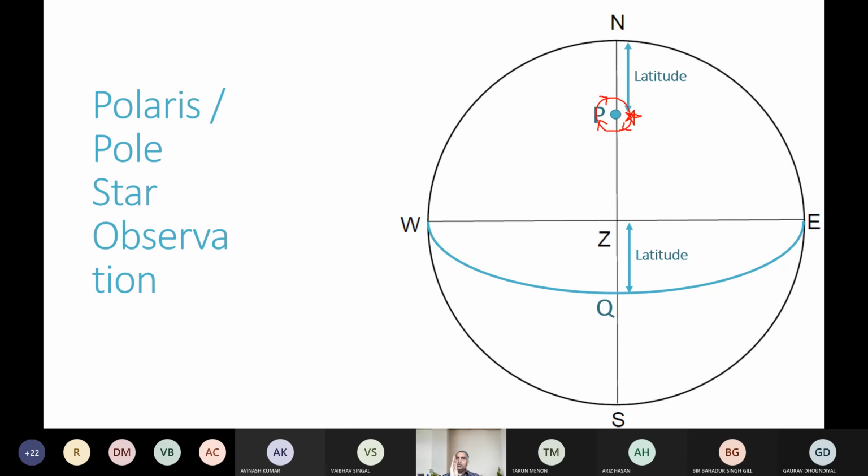It is given in the Nautical Almanac. For every year it is given in the Nautical Almanac under the Polaris table. So in this Polaris table we get this correction. When we apply that correction to the altitude of the pole star, we get our observed latitude. So this is the basis of the Polaris or pole star observation method. So let us now see this table which is provided in the almanac, and it gives us the Polaris correction.